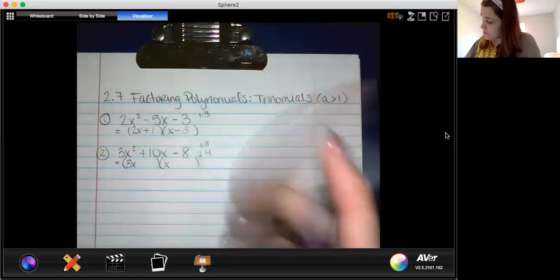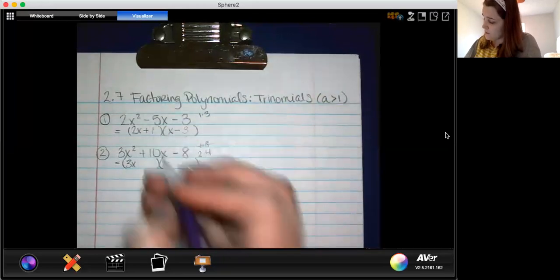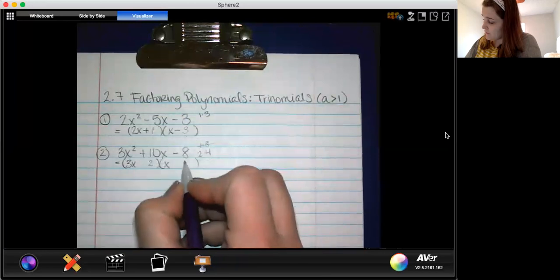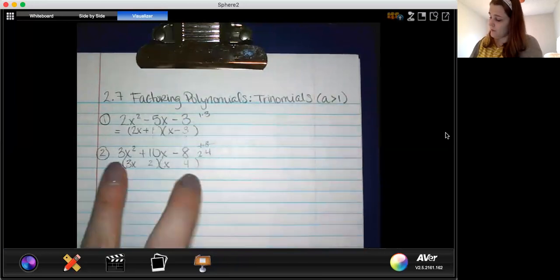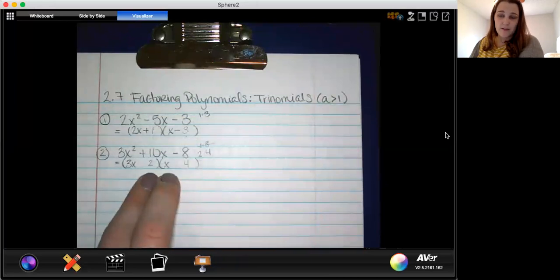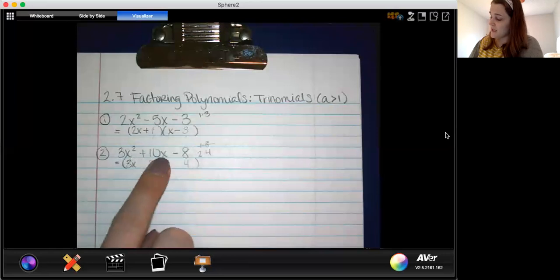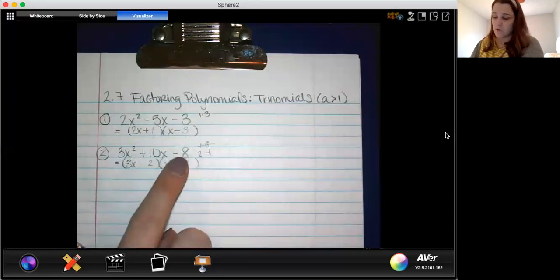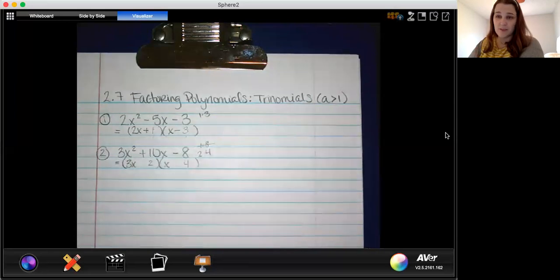So now I need to try 2 and 4. So let's try 2 and 4. Okay, so we have 3x times 4, which is 12x, and 2x. So can 12x and 2x get me to 10x? Yes. Now I have to worry about my sign. So I want it to be a positive 10x, but a negative 8. So that means one of them needs to be positive, and one of them has to be negative.